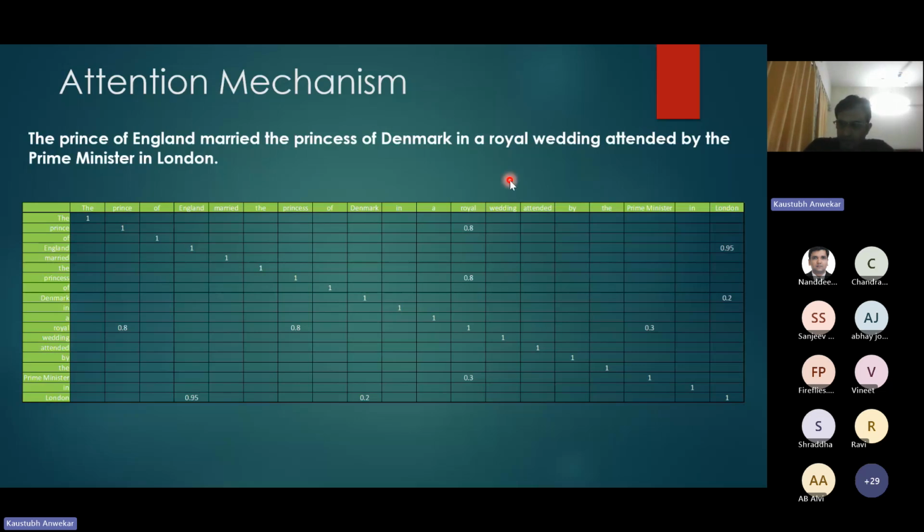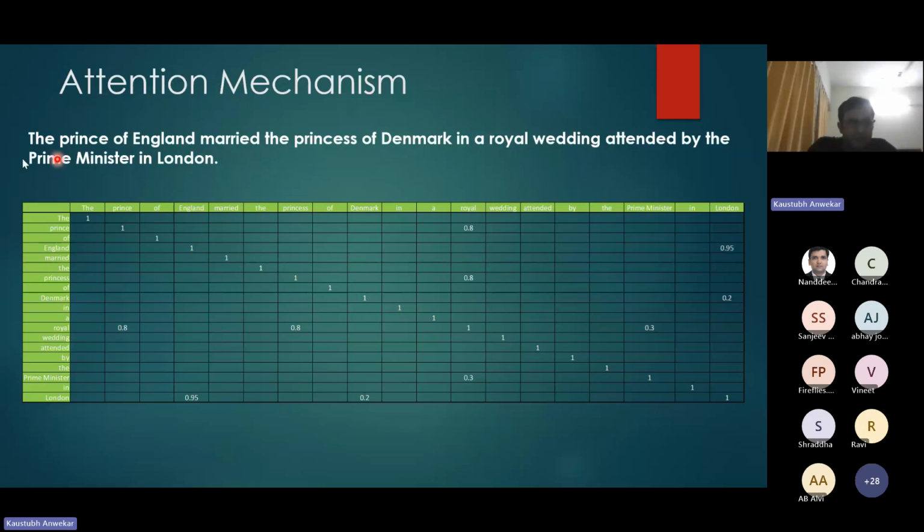Now, earlier, there are other architectures like RNN, recurrent neural networks. A type of RNN is LSTM, long short-term memory. Let's say this is a sentence: the Prince of England married the Princess of Denmark in a royal wedding attended by the Prime Minister in London. Had this been LSTM, LSTM will learn the sequence of the words one after the other going forward, right? BERT, that is one of the architectures defined by Google, would do it on both sides. It will try to learn from left to right, also from right to left. So what it is trying to learn is it needs to predict the next word, right? So that is why it has to learn all the words. But the LSTM will happen sequentially, one after the other.